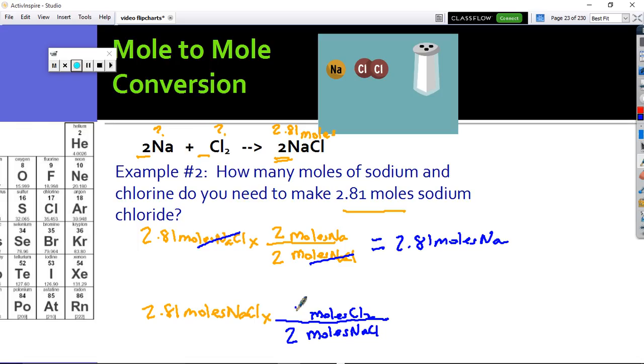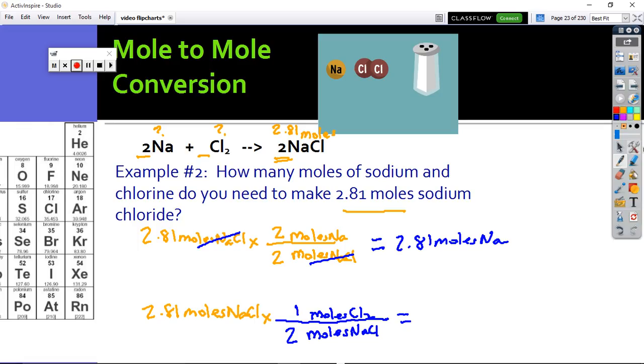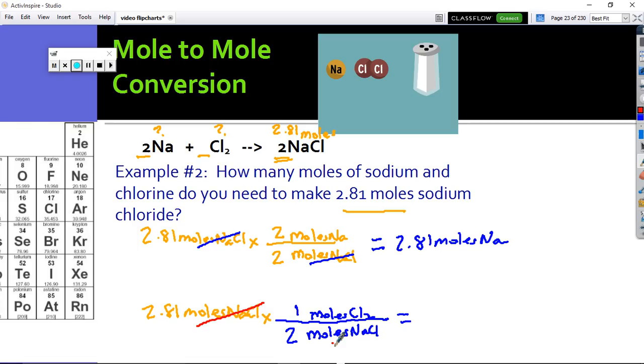Now, before you get going, you should cancel out the units that you can. Moles of NaCl, exactly the same, one on the top, one on the bottom. So it's canceled. 2.81 times 1 divided by 2 is 1.405 moles of chlorine. So the answer to my question is, I'm going to use 2.81 moles of sodium, and 1.45 moles of chlorine. Both of these are my answer.